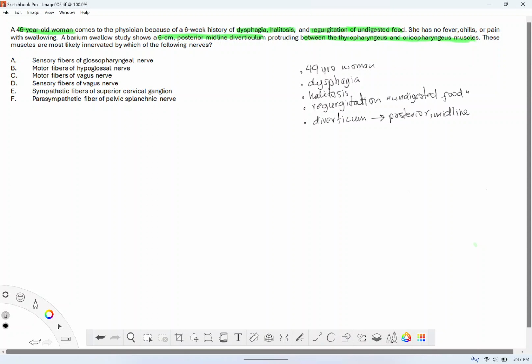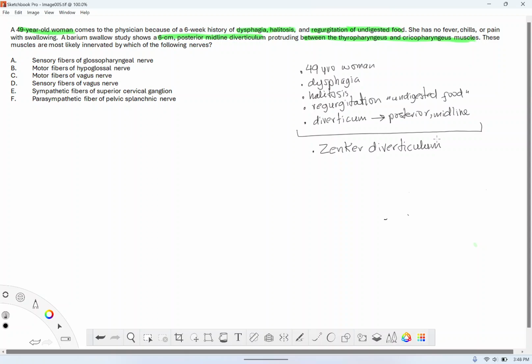Okay, so obviously it's an esophageal diverticulum, but when I hear 49-year-old, dysphagia, halitosis, regurgitation of undigested food, let's say we include also weight loss, I'm going to think of achalasia. But they're telling us it's a posterior diverticulum, so I'm not going to think of achalasia anymore. So this is a diverticulum of the upper esophagus called Zenker's diverticulum. Yes, Zenker's diverticulum. Why did I say A? It's with E. Zenker diverticulum. That's our diagnosis.